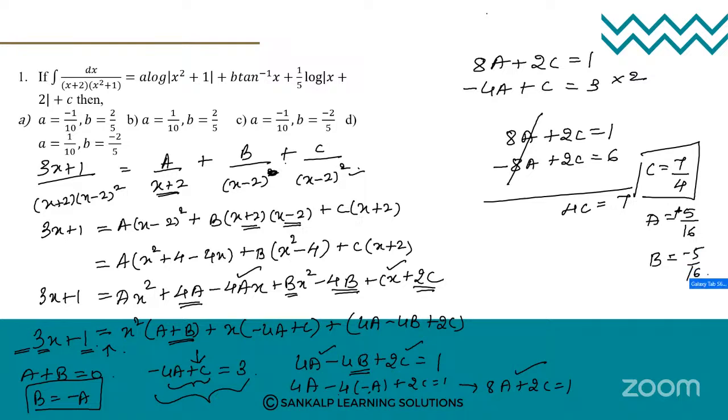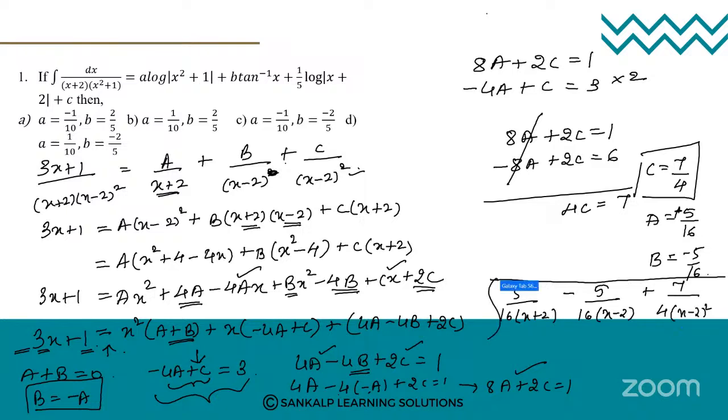Okay, yes. So this is what you get. Now you have to substitute this. So here, how much did we get for A? 5 by 16 into x plus 2. Plus into minus became 5 by 16 into x minus 2. Next, how much did we get for C? 7 by 4 into x minus 2 whole square.